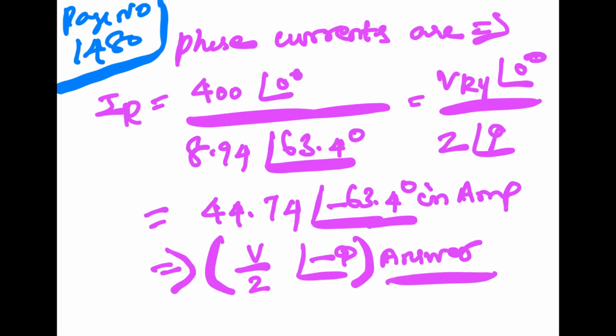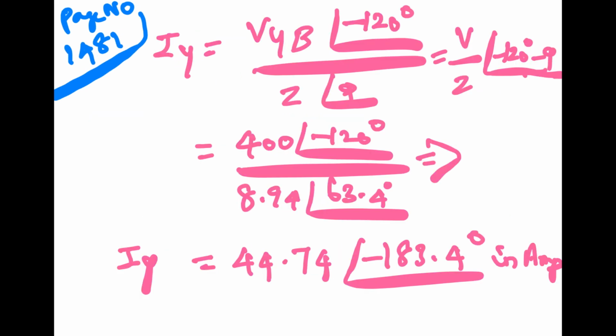Phase currents: IR, the formula explained in previous classes, is VRY angle of 0 degree divided by Z angle of phi, that is V by Z angle of minus phi. Put the required values: 400 angle of 0 degree divided by 8.94 angle of 63.4 degree. Answer: IR is 44.74 angle of minus 63.4 degree in ampere.